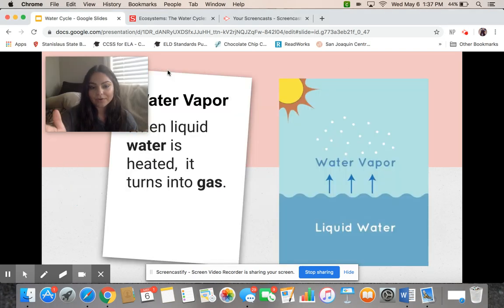So water vapor. When liquid water is heated, it turns into gas. As we stated in that video, during evaporation, this liquid water turns into water vapor. So water vapor is a term connected to our evaporation. It is that gas or vapor that the water is turning into.